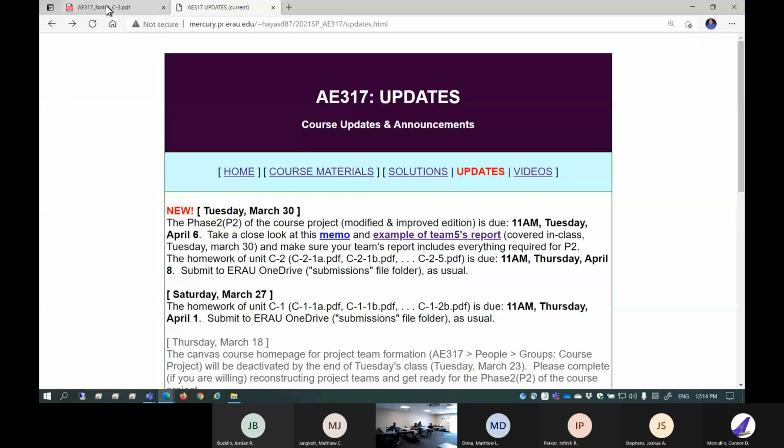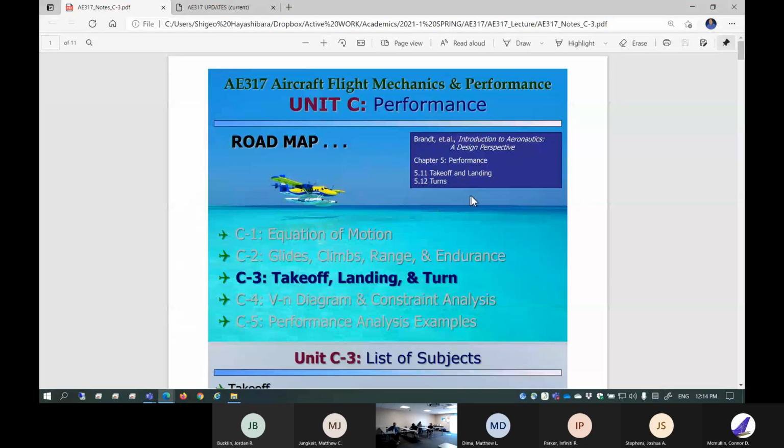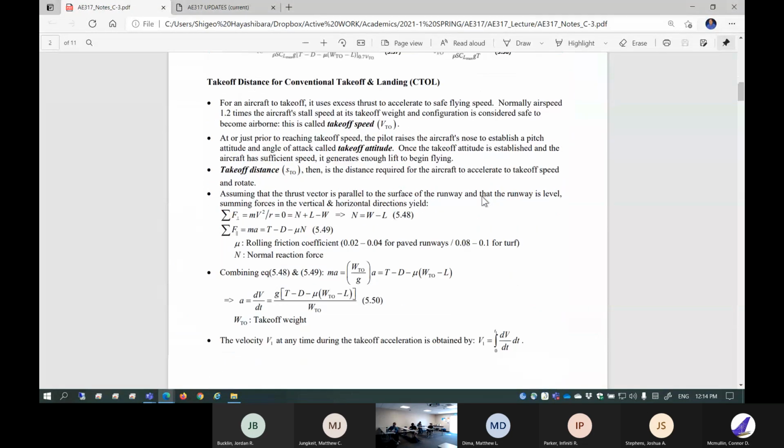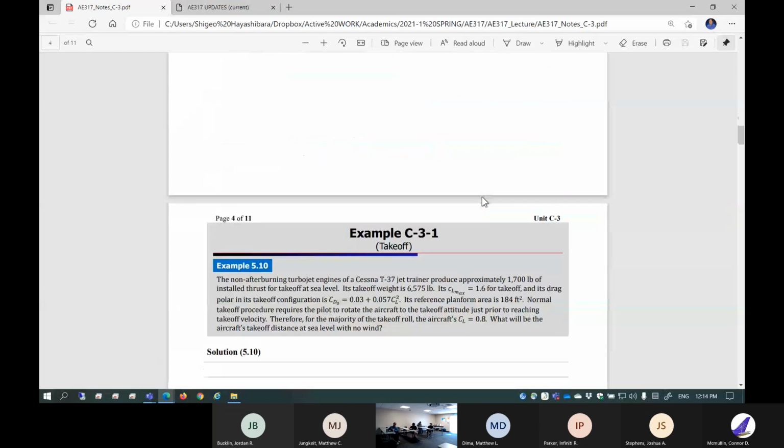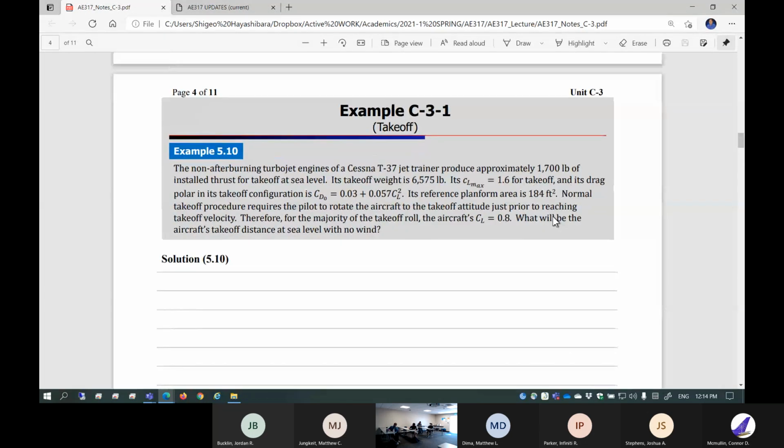Okay, so today we are going to continue on Unit C3, takeoff and landing. We talked about takeoff in the last class. Let's begin with example C3.1, page 4. So takeoff example, page 4. Let's just take a look.